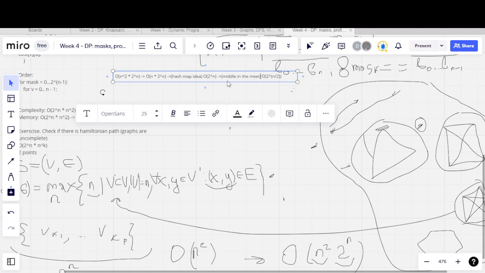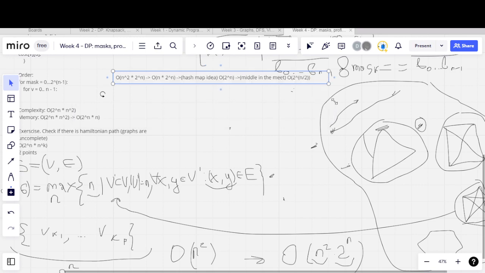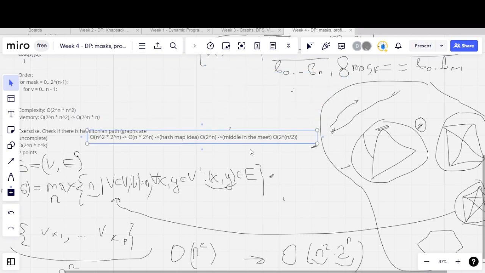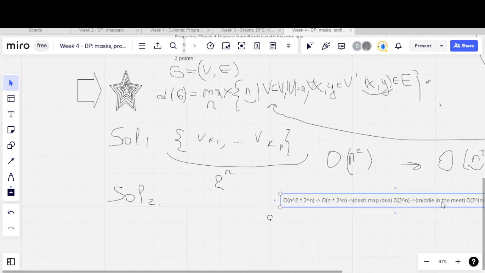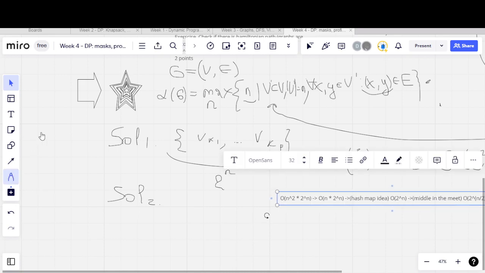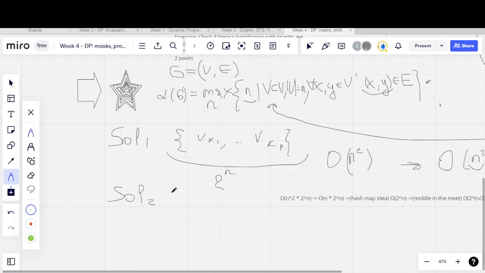We split our graph into two subgraphs and try to solve each in O(2 to the power of n divided by 2). Next, the O(n squared) solution, then the O(n multiplied by 2 to the power of n) solution.